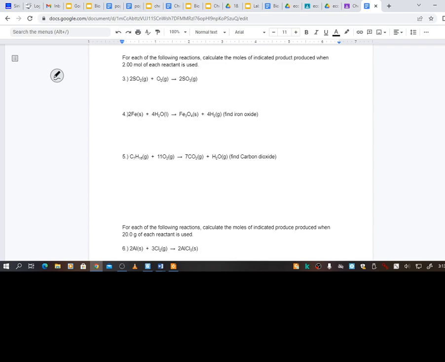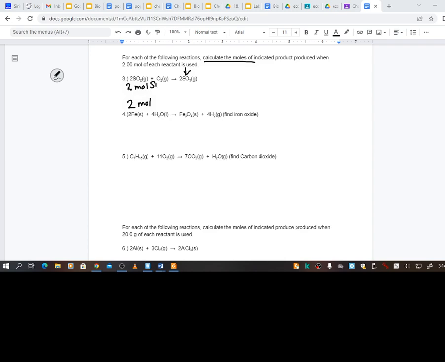For each of the following reactions, calculate the moles of indicated product produced when 2 moles of each reactant is used. So I'm telling you, hey, if I have 2 moles of SO2 and 2 moles of O2, how much product is it going to make? Okay, so, and for this one, let me write down here. So if I have 2 moles, yeah, and it wants moles. So I don't have to go to grams. I was just making sure I don't have to do a 3-step problem or anything. These are going to be 1-steppers.